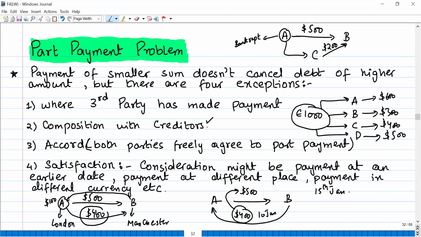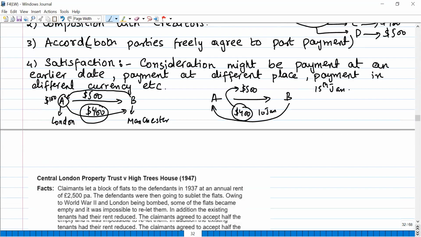So that will also be considered as satisfaction. These things, payment at an earlier date, payment at different places, these are the considerations to cancel the larger debt with the smaller amount. Similarly, payment in different currencies: if you want dollars and I only have pounds, then I can pay you fewer dollars if you need them. Then those fewer dollars can cancel the sum that I owe you. That is known as satisfaction. That is a very important point, the part payment problem.